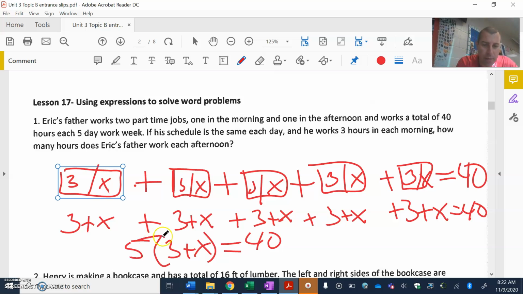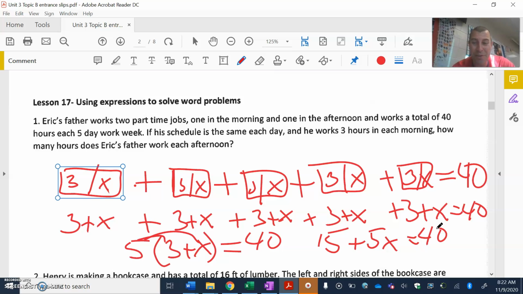So either way, 5 times 3 is 15. And sure enough, 3, 6, 9, 12, 15. 5 times an x is 5x. 1, 2, 3, 4, 5. There's my 5x, and it equals 40. And we got ourselves a 2-step equation.